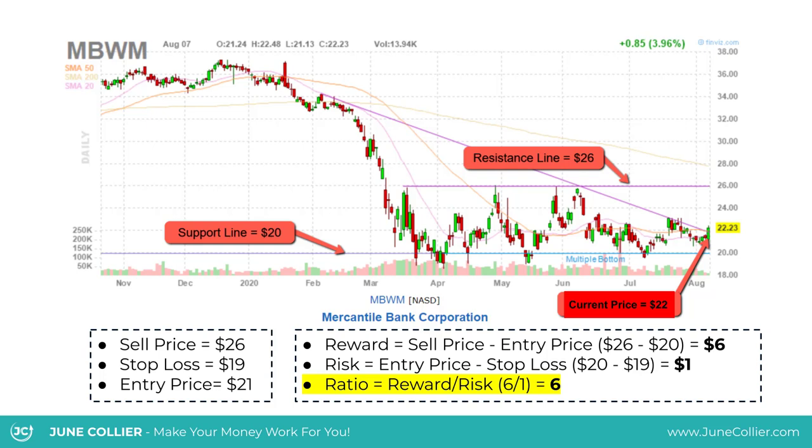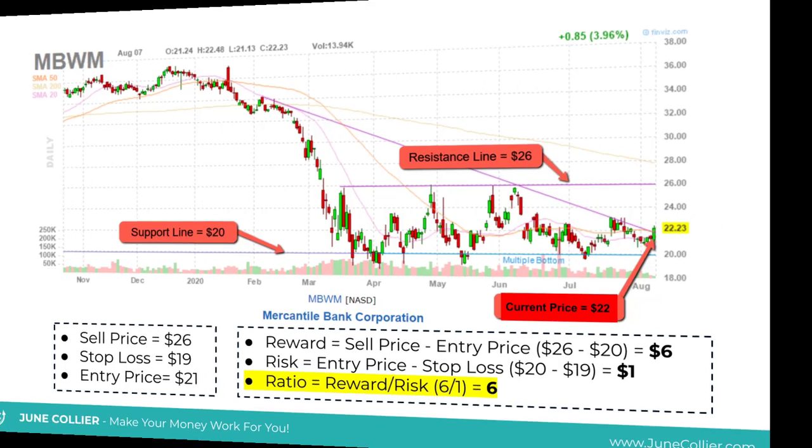In this scenario, we keep our sell price at $26. We change our stop loss to $19 and change our entry price to $20. The reward would be $26 minus $20, which equals $6. The risk would be $20 minus $19, which equals $1. The ratio would be 6 divided by 1, which equals 6. Our ratio would be a 6-to-1 ratio, which would be better than 3-to-1 and worthwhile for the trade.